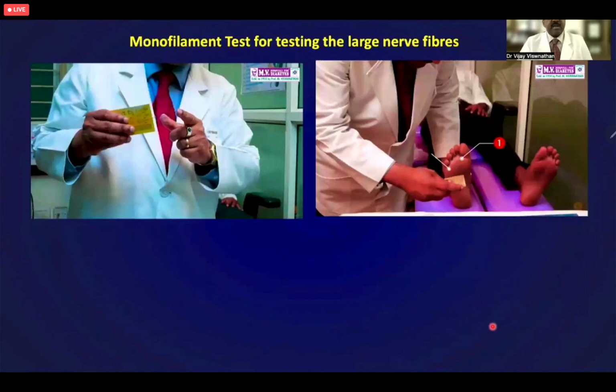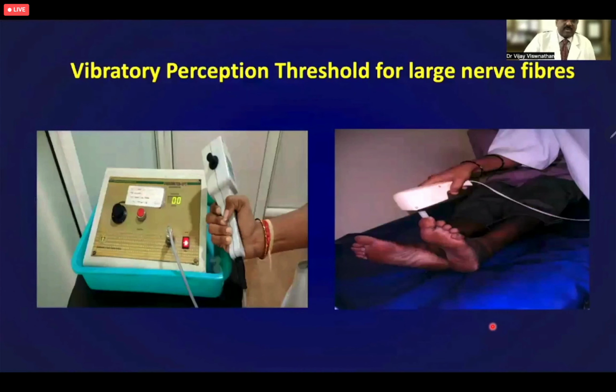The monofilament testing for testing the large nerve fibers is using the 10 gram monofilament and testing it in 3 areas in each foot again. One of the 3 areas will be a sham testing. The other two will be actual testing. So this is for testing the large nerve fibers. The vibration perception threshold, as defined by our colleagues from Manchester, Professor Andrew Boulton and colleagues, has found that if you are able to feel the vibration only at 25 volts or higher, you have a higher chance of getting foot ulcer.